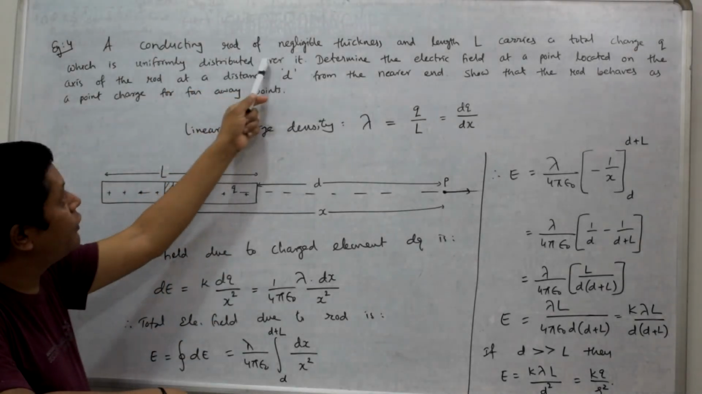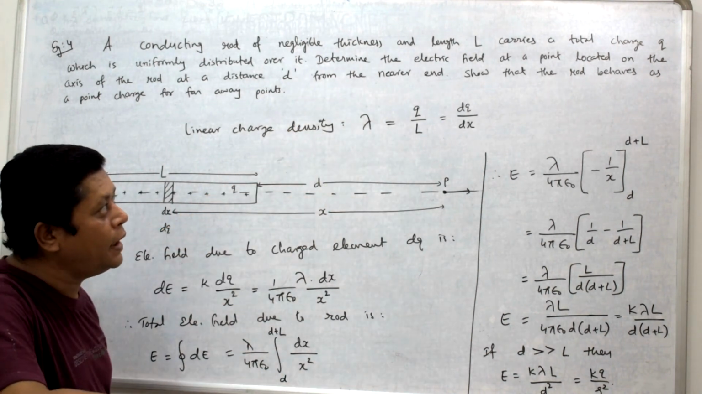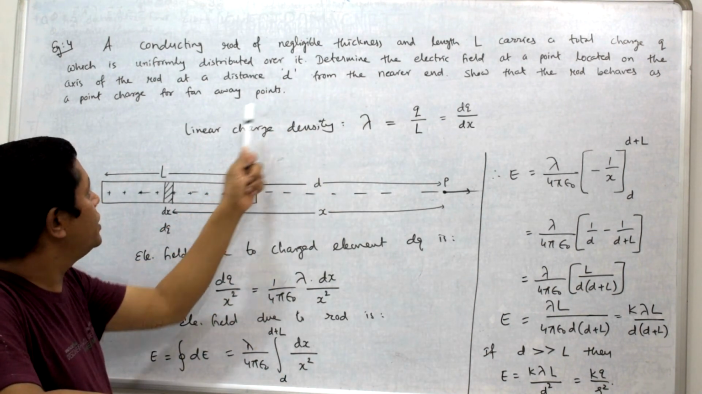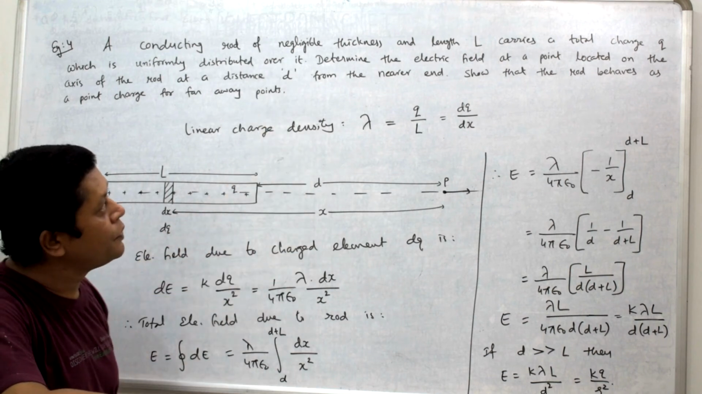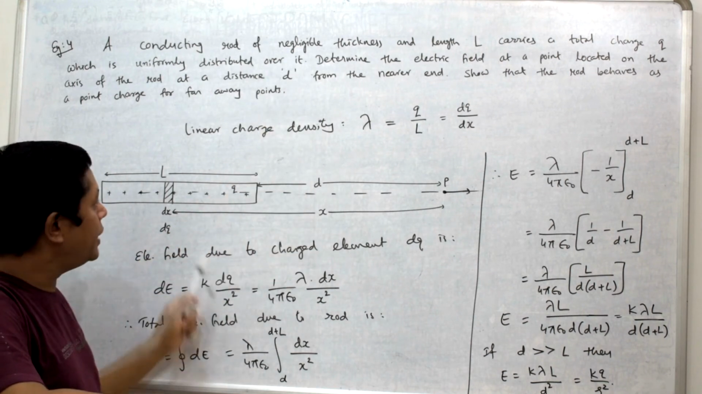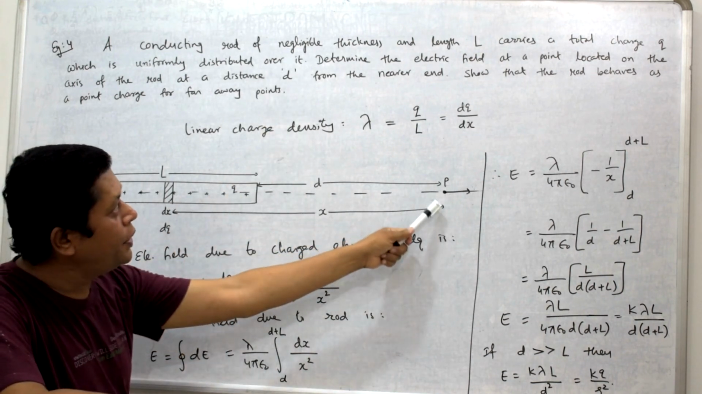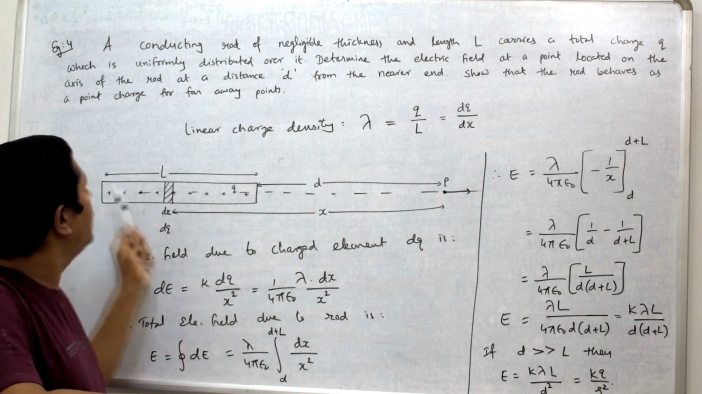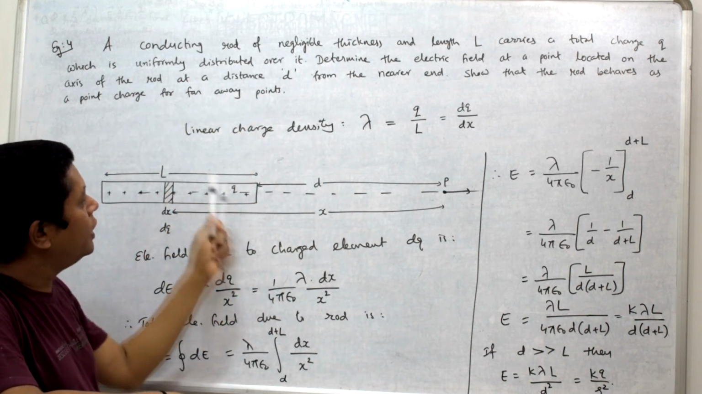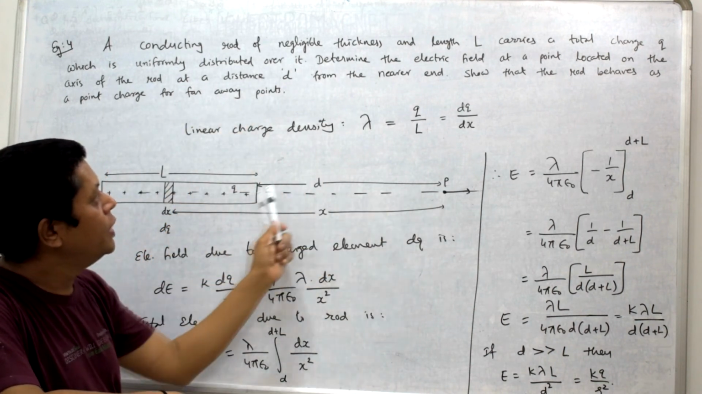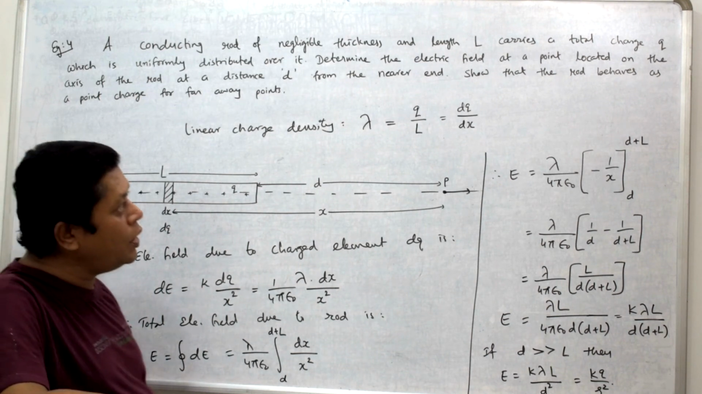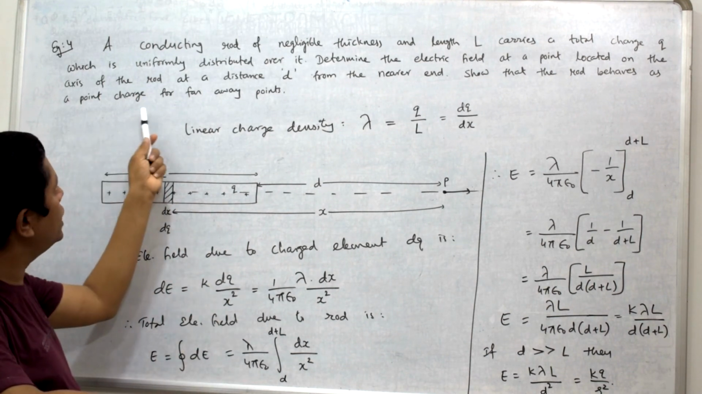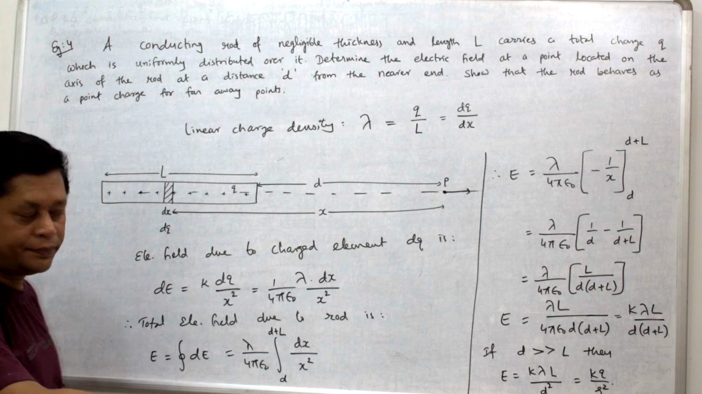Next question. A conducting rod of negligible thickness and length L carries a total charge Q which is uniformly distributed over it. Determine the electric field at any point located on the axis of the rod at a distance d from the nearer end. Show that the rod behaves as a point charge for faraway points.